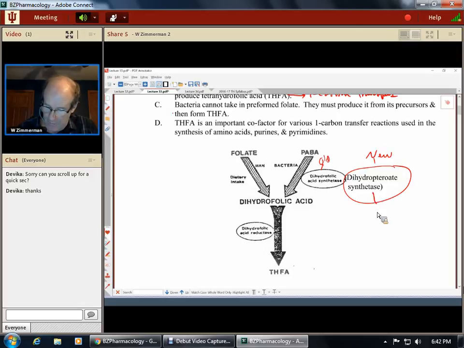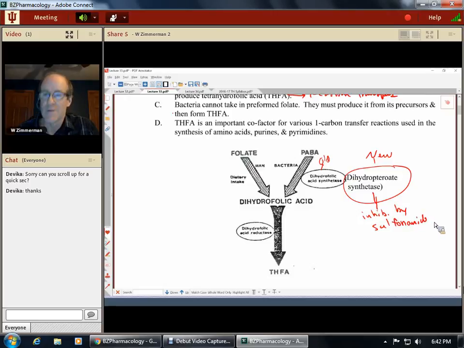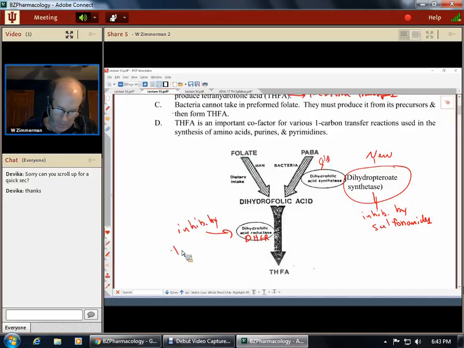Let's see, this first enzyme is inhibited by the sulfonamides. The bacterial DHFR, what I like to call this, is inhibited by trimethoprim.